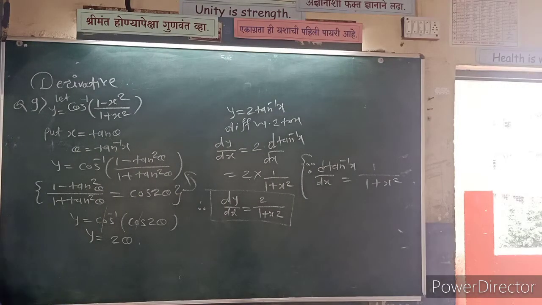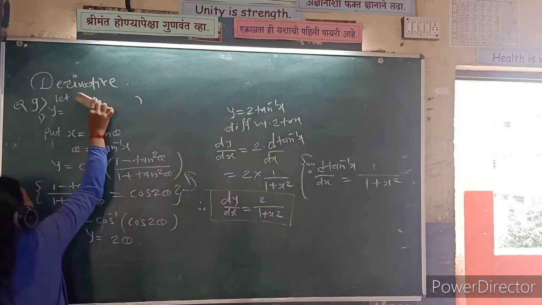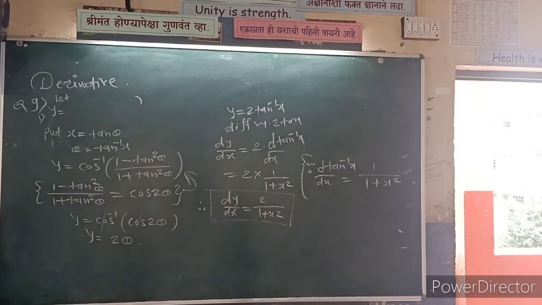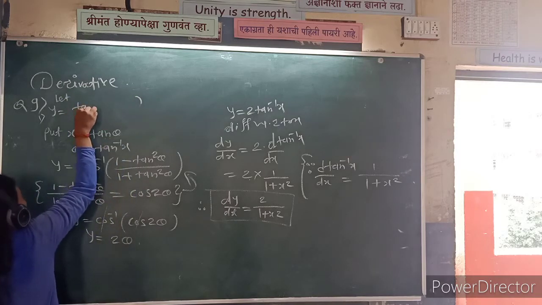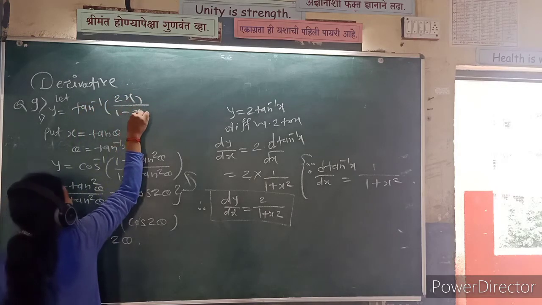Okay. One more example for you. This was the first question in main question 9. Now take another question, the second one. In this question number 9, we have given y equal to tan inverse of 2x upon 1 minus x square.